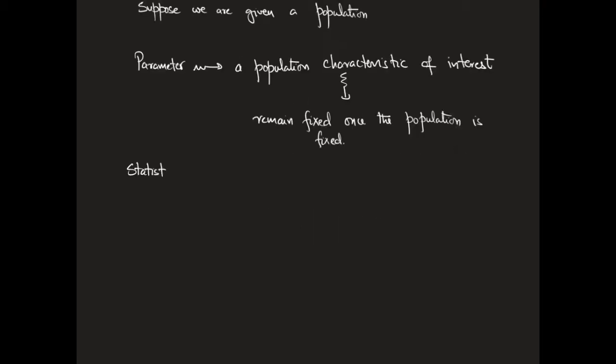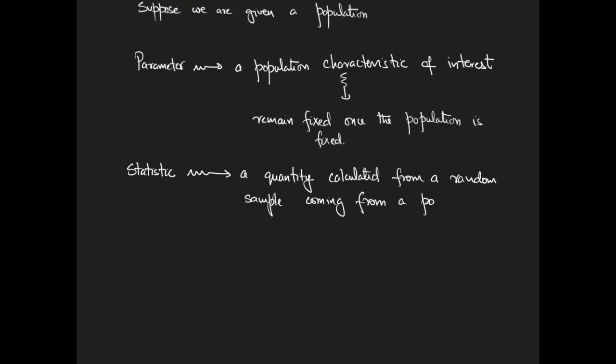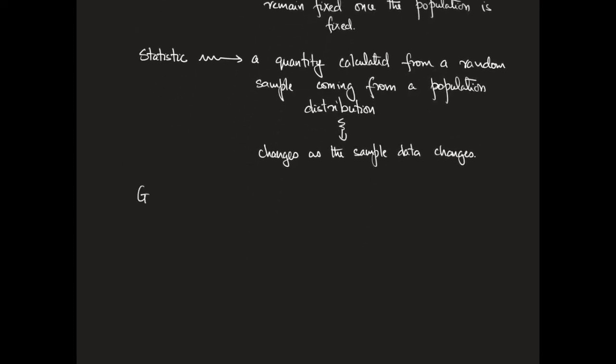A statistic is a quantity that is calculated from a random sample coming from a population distribution. So a statistic by itself is a random variable, which means that it will change as the sample data changes. A general goal is to use statistics to make inference about population parameters using random samples.